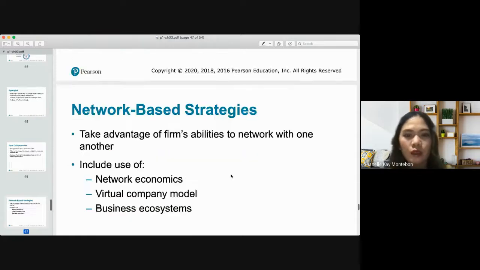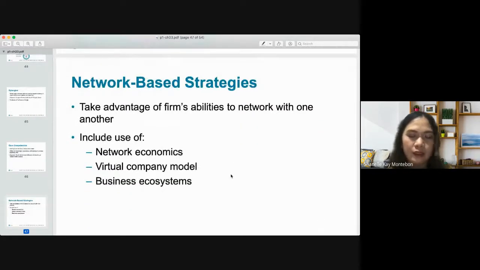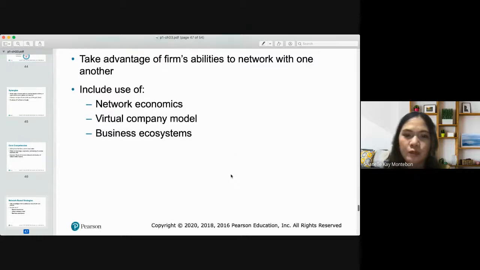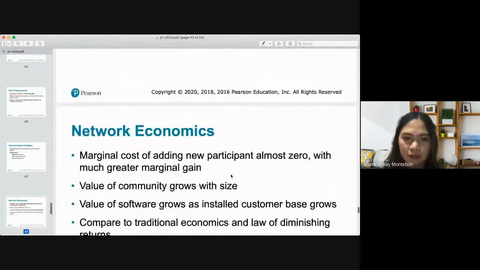So next is network-based strategies. The availability of the internet and networking technology have inspired strategies that take advantage of the firm's abilities to network with one another. This includes the use of network economics, virtual company model, and business ecosystems.